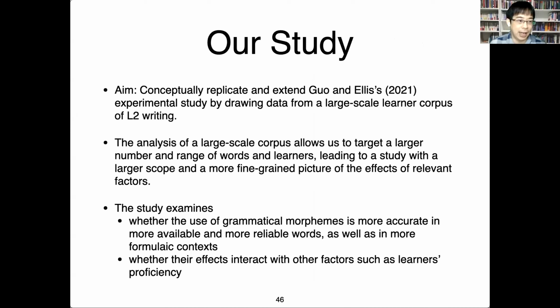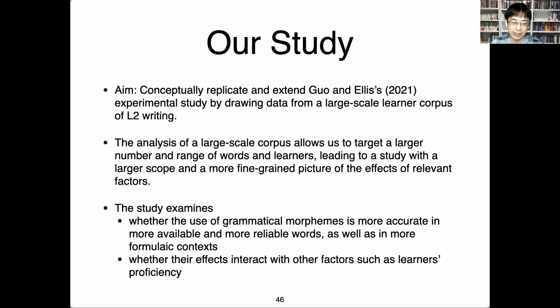So the aim of our study was to conceptually replicate and extend Guo and Ellis's experimental study by drawing data from a large-scale learner corpus of L2 writing. The analysis of a large-scale corpus allows us to target a larger number and range of words in learners, leading to a study with a larger scope and more fine-grained picture of the effects of relevant factors. So we can look at more learners, we can look at more words, and so a larger scope.